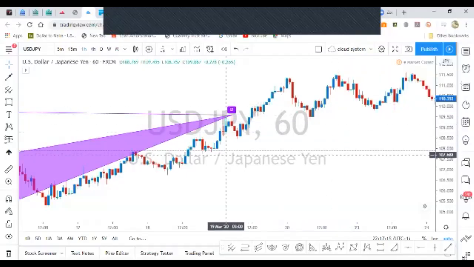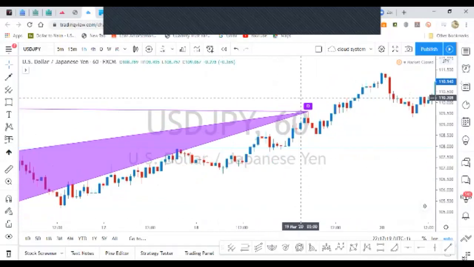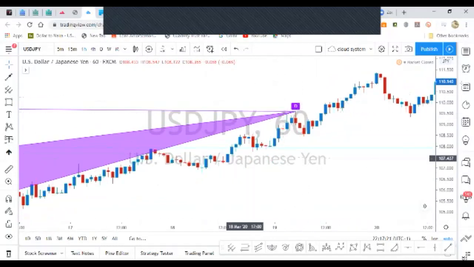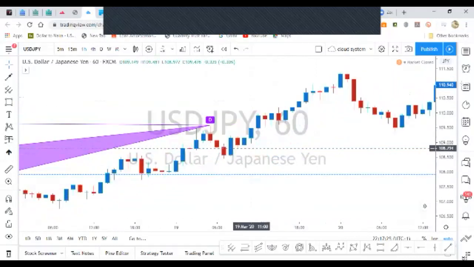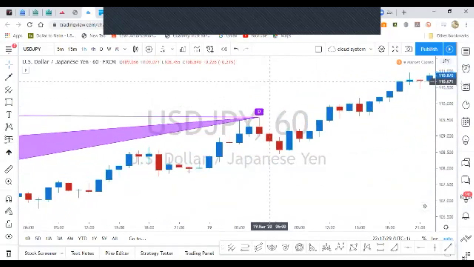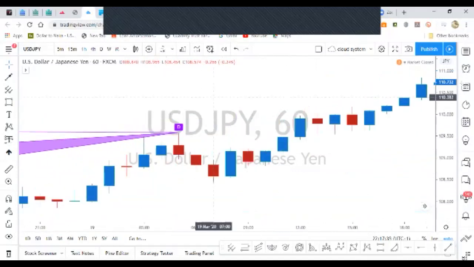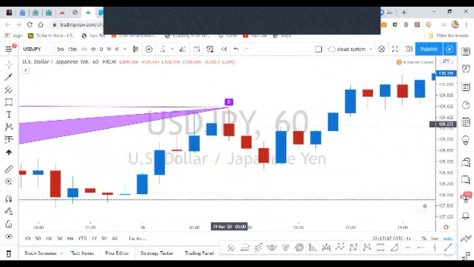Okay. So based on what the harmonic scanner had given, what we are looking for to draw is our roof and our floor. And I explained earlier on that the way to draw your roof is this point D. I'm going to be using the body and the wick.